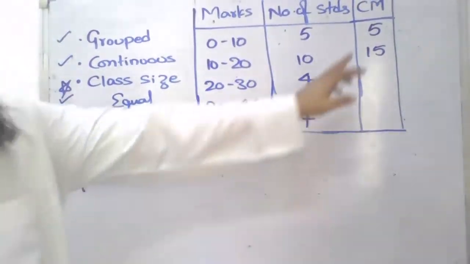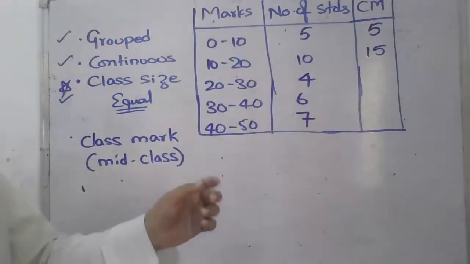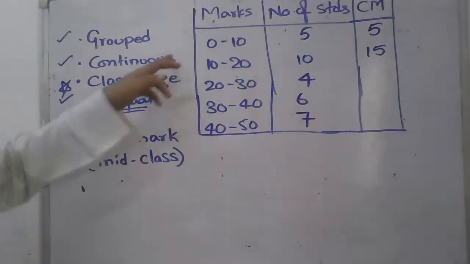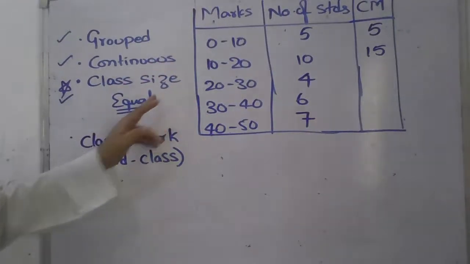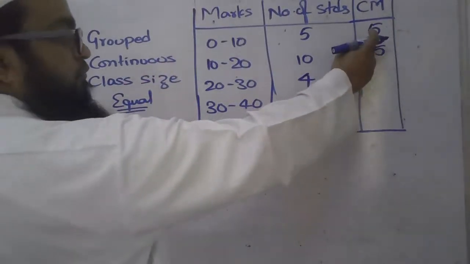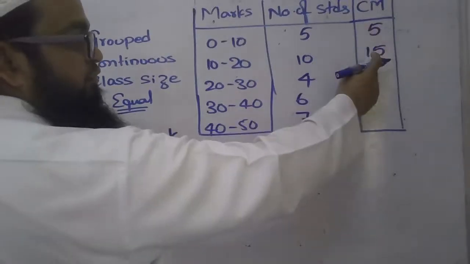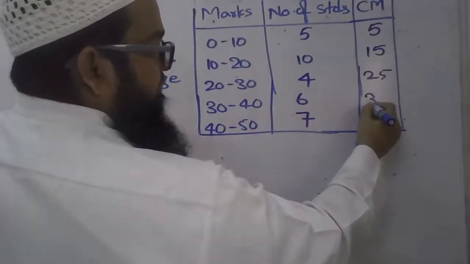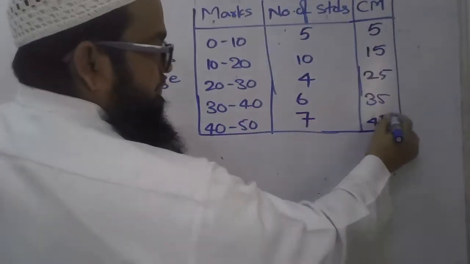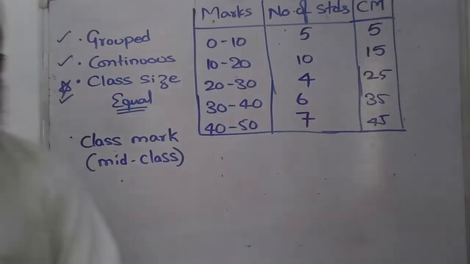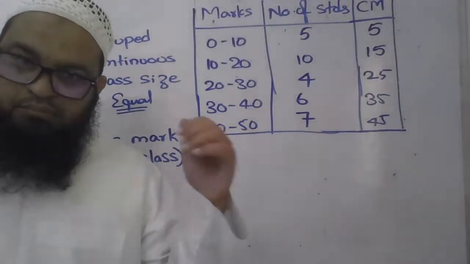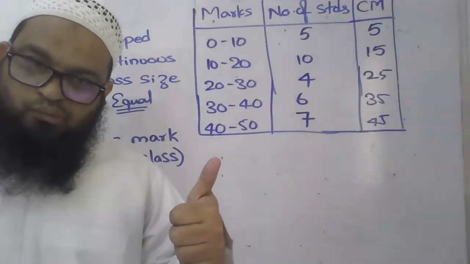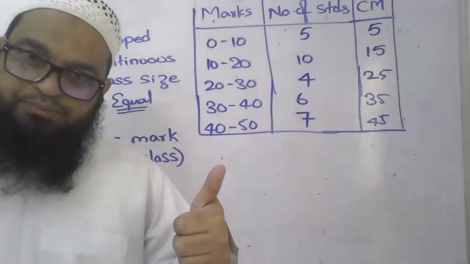Let me tell you a magic point. When the class size is equal to 10, first find the class mark, 5. Add 10 to it, 15. Add 10 to it, 25. Add 10 to it, 35. Then 45. Is it clear? Shall I go to the next one?